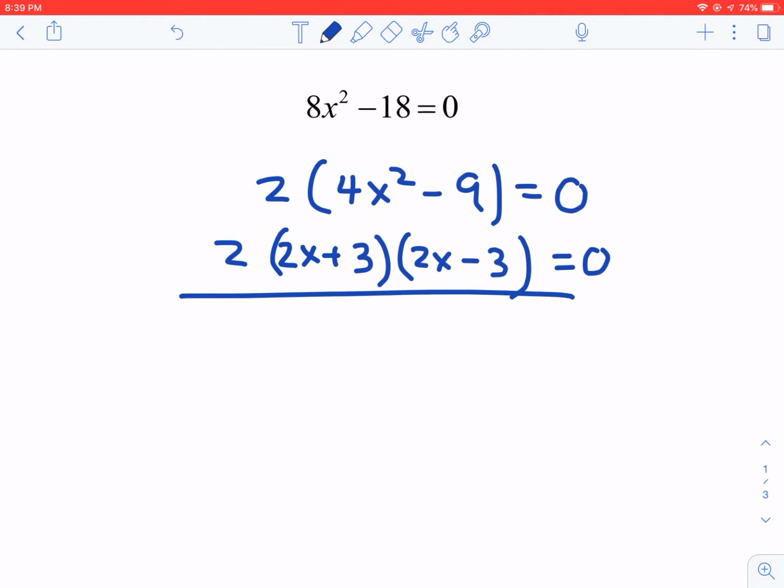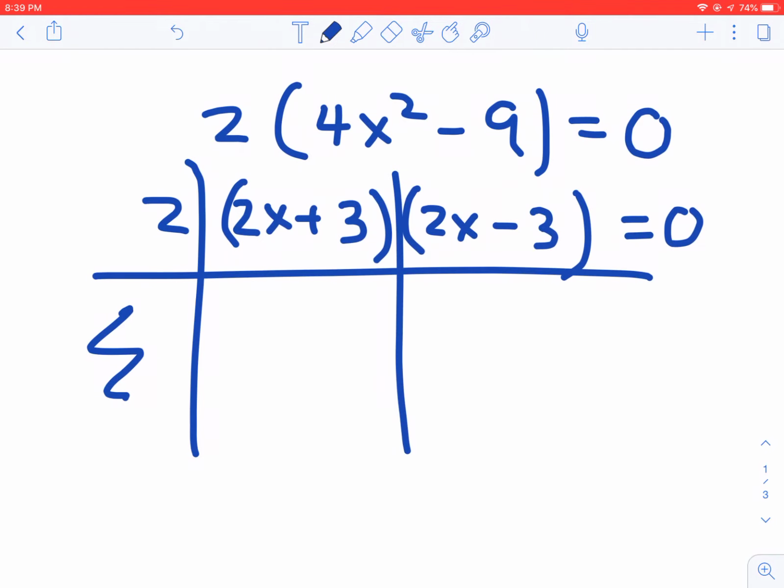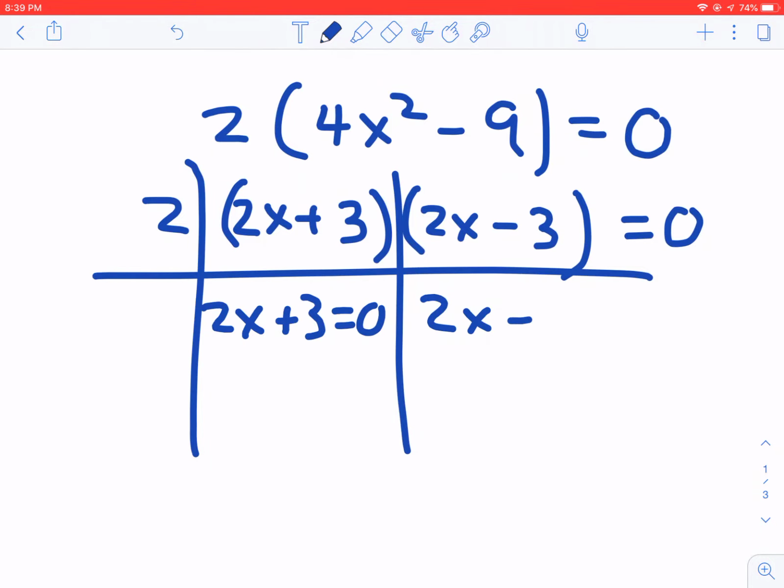Now that it's factored, I can use the zero product property. No answers from the 2, 2 can't equal 0, so ignore that. 2x plus 3 equals 0, 2x minus 3 equals 0.